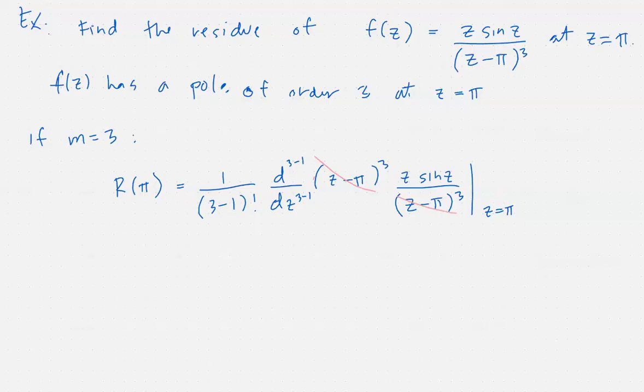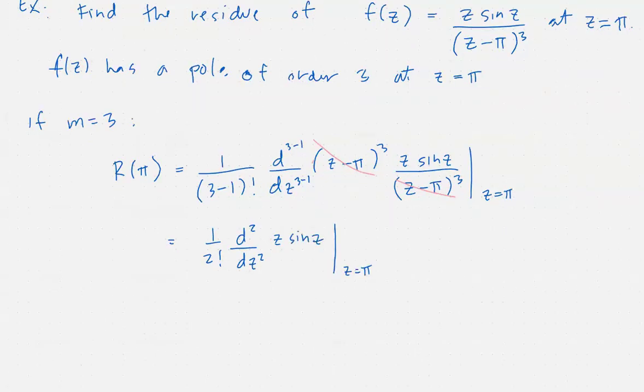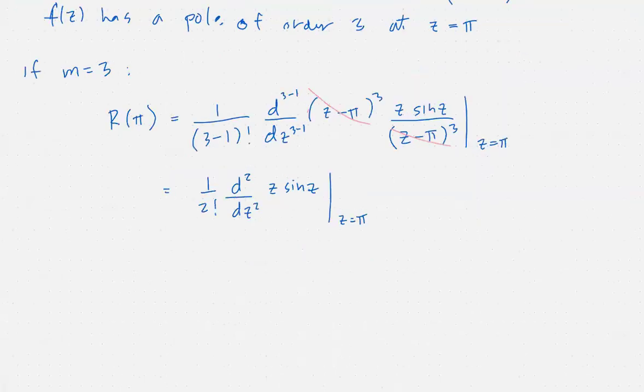1 over (3 − 1) factorial, which is 1 over 2 factorial. Now our derivative becomes second order, since 3 minus 1 is 2. Then what we are left with is z sin z, evaluated at z equals π. Now taking the derivative, remember, this is the product rule, but you do have to take the derivative twice, right?